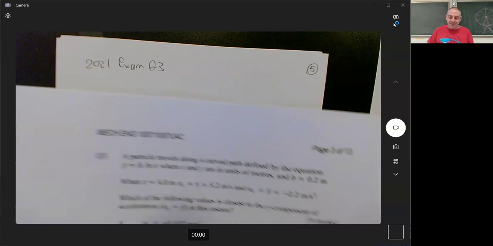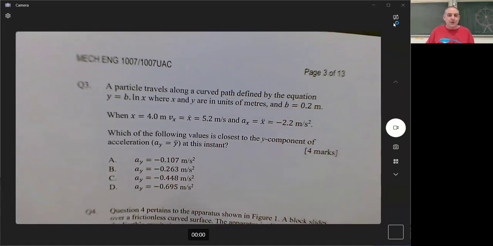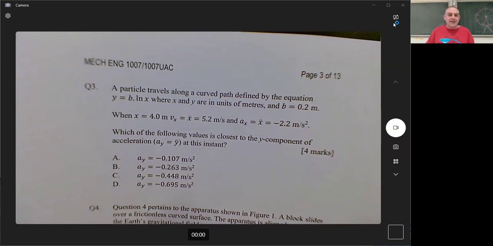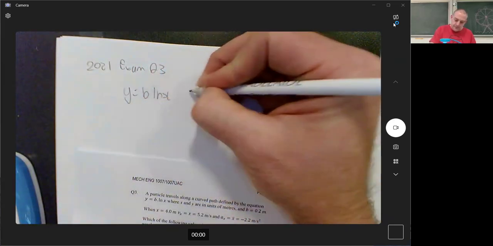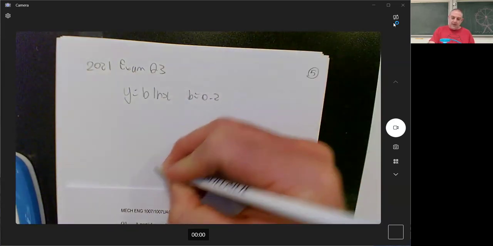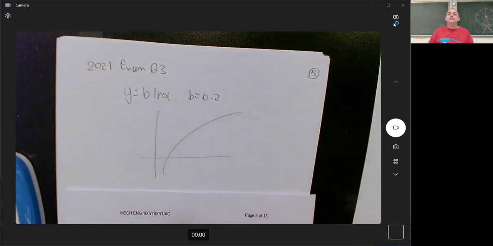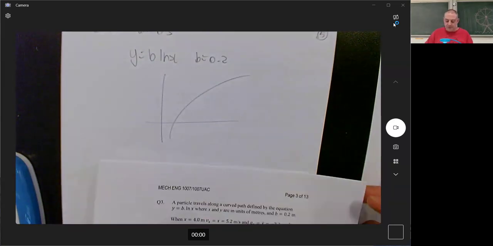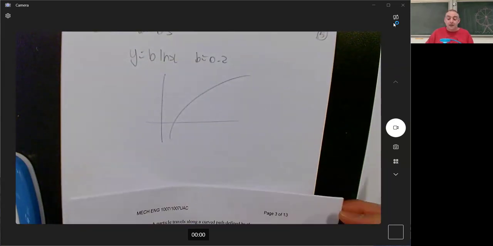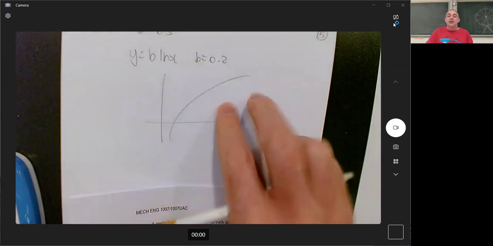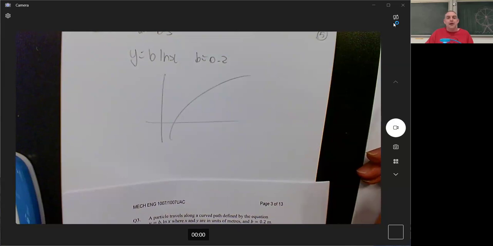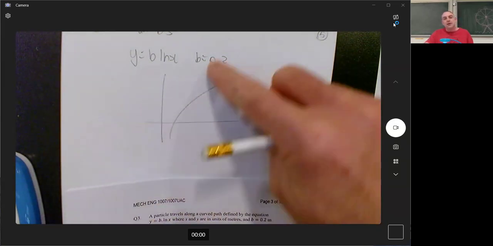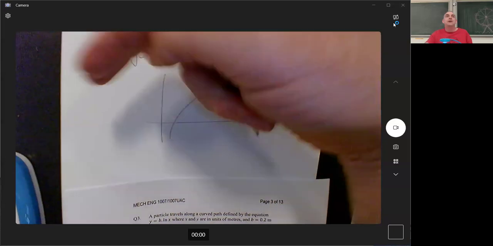Nice, a multiple choice question. You can go and say, what? That's none of the things. Oh, I see. Okay, particle travels along a curved path described by the equation y is b ln x. Well, ln x looks something like that. So don't know if that's helpful, but it helps me. And 0.2 ln x will just be even flatter, so that'll do. And I know ln x looks like that because e to the x looks like that, and so it's the inverse.